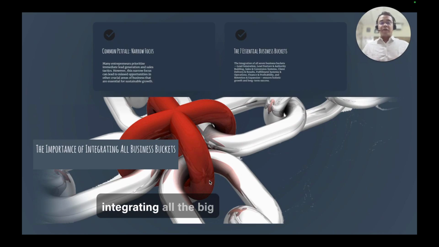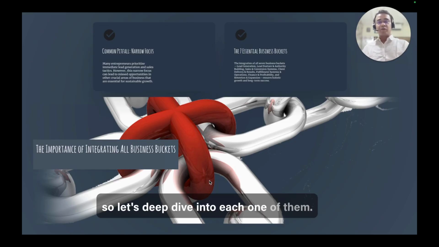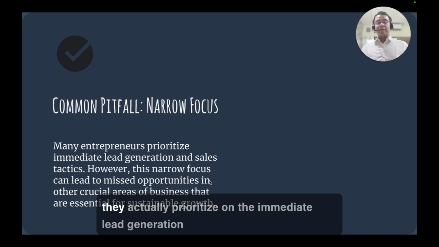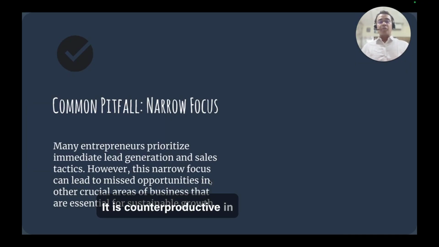Now, there's an importance of integrating all the big business buckets. In fact, there are some pillars that I'm going to be talking about, so let's deep dive into each one of them. One of the common pitfalls of entrepreneurs today is that they prioritize immediate lead generation and sales tactics. It is counterproductive in nature because it ultimately leads to a loss of opportunities and a loss of business, because it would have been important to focus on sustainable growth, which did not happen because of the narrow focus that the organization had.